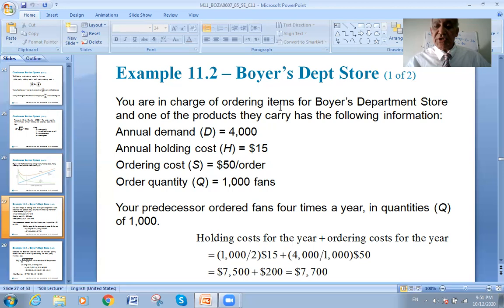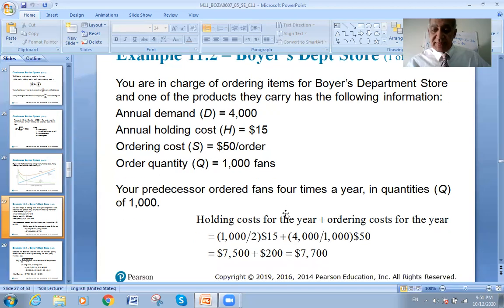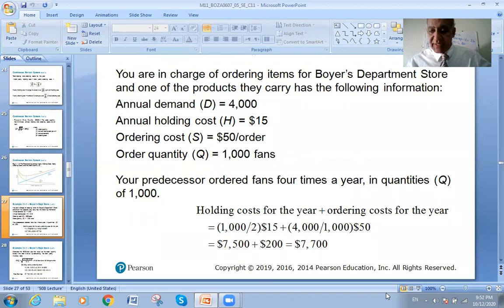You are in charge of ordering items for department stores. The annual demand is 4,000. The annual holding cost is $15. The ordering cost is $50 per order, and the ordering quantity is 1,000 fans. And we need to order fans 4 times a year in quantities of 1,000, right? Okay.